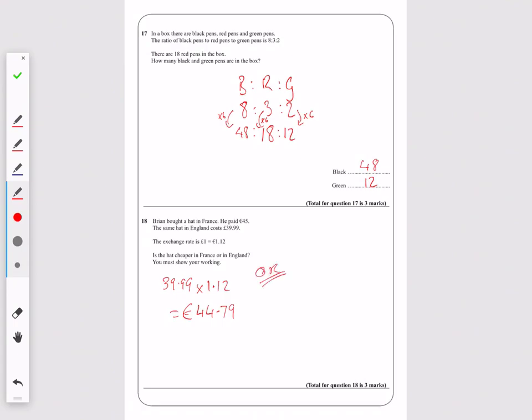So you don't need to do this, but you can. You can convert the €45 into pounds by dividing by 1.12, which will give you £40.18. But again, you can see the hat in England is cheaper. So the hat is cheaper in England. You must write that sentence.